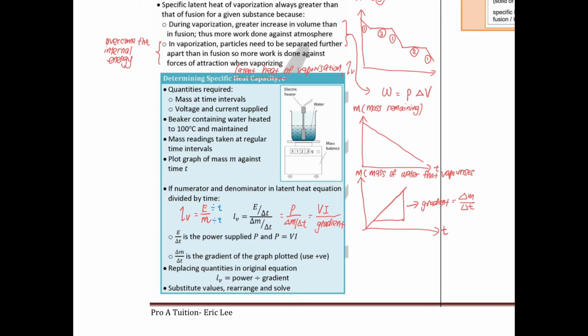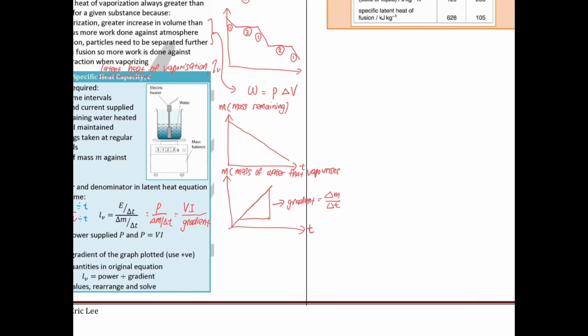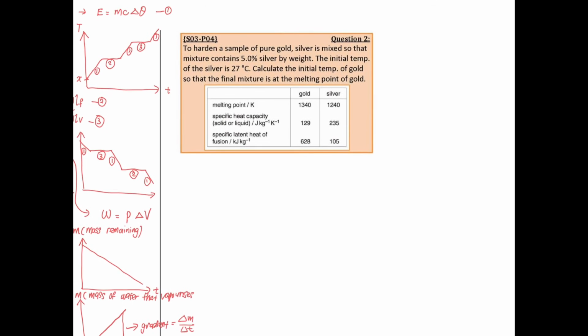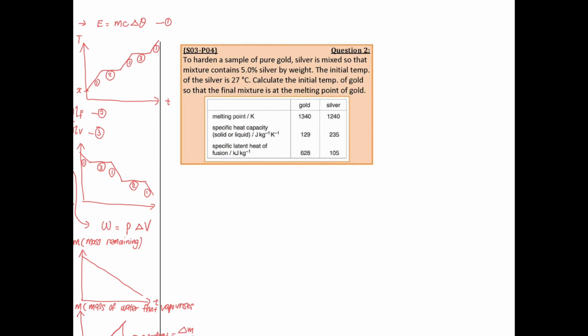Now let's move on to the other side. Okay, on this side, we have past year questions to go through. So this question, let's take a look. To harden a sample of pure gold, silver is mixed. So they are trying to make an alloy.